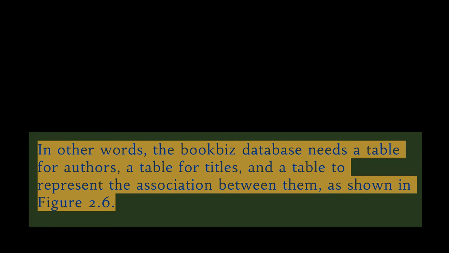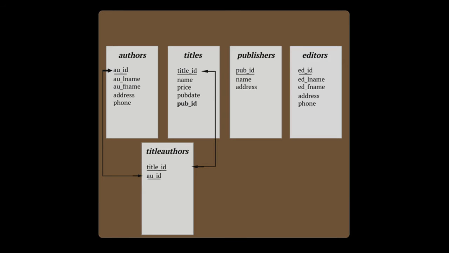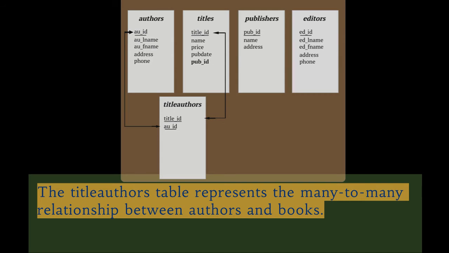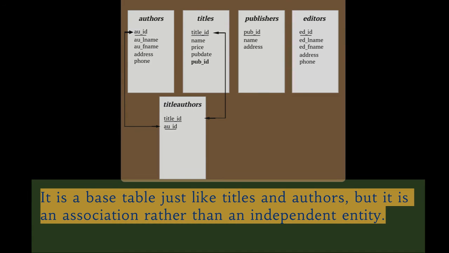According to entity relationship theory, associations in relational databases should be represented as tables of their own. In other words, the Book Biz database needs a table for authors, a table for titles, and a table to represent the association between them, as shown in Figure 2.6. The titleauthors table represents the many-to-many relationship between authors and books. It is a base table just like titles and authors, but it is an association rather than an independent entity.